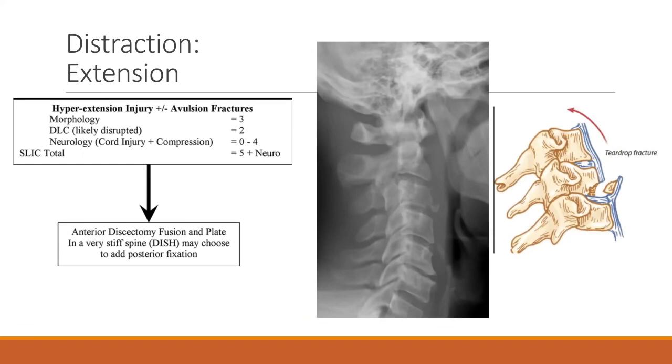Similarly, patients with hyperextension fractures, typically with an avulsion or teardrop fracture, have at default a presumably surgical morphology, given the 3 points granted for the morphology and the very high likelihood of DLC disruption. Again, an anterior approach would be recommended, with the potential of adding on a posterior for stabilization in certain patient cohorts.